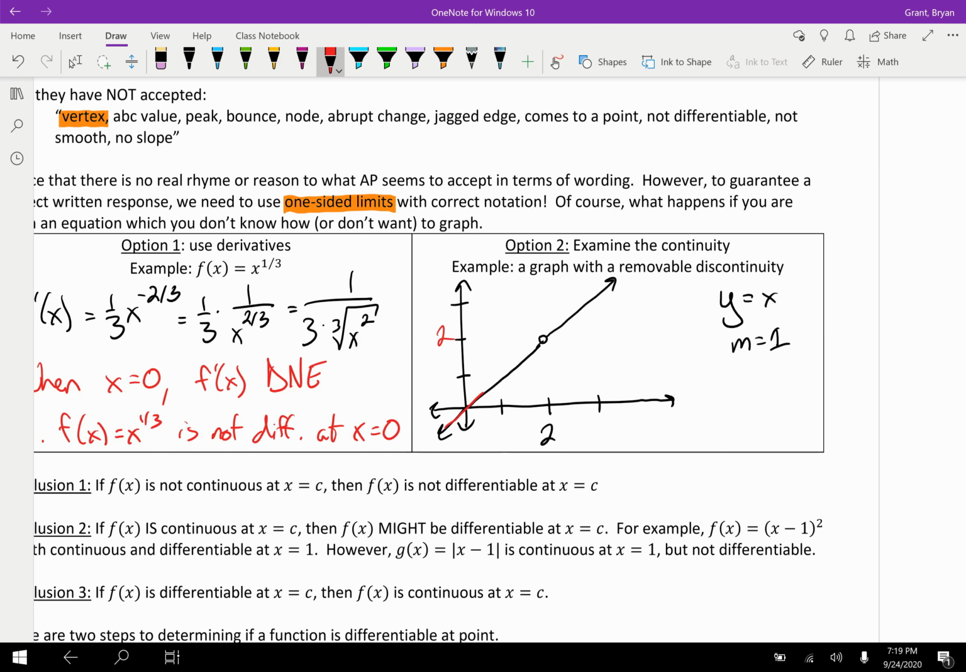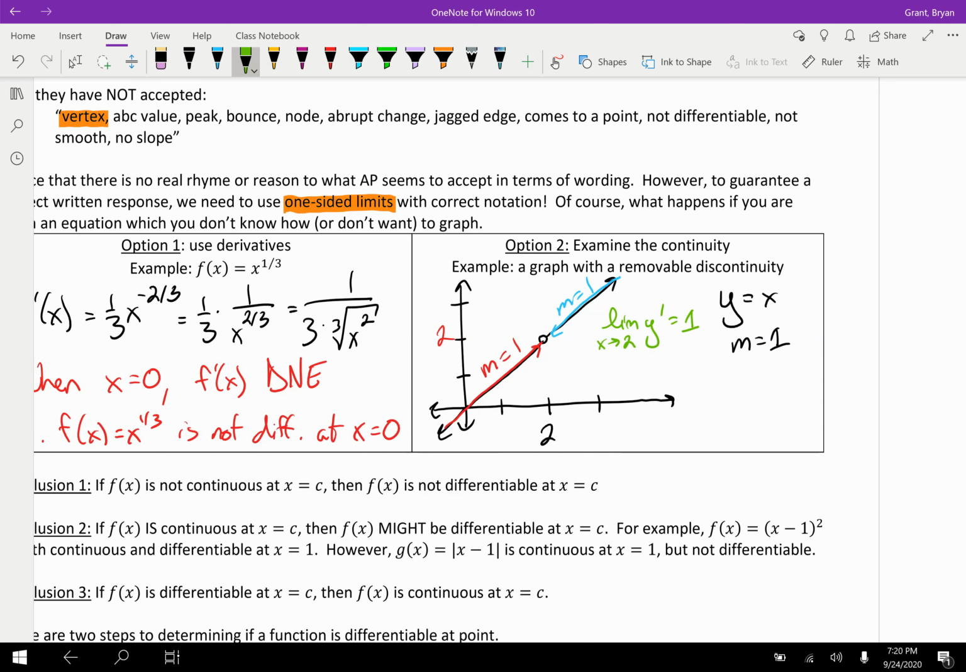Well, notice that this piece of the line has a slope of 1. It's up 1 over 1. It's y equals x. And this piece of the line also has a slope of 1. It's up 1 over 1. So if we look at the limits of the two slopes as we get close to that hole, the limit of the slopes exists, right? So right here we could even say the limit as x approaches 2 from both sides of y prime, of the slopes, is 1. So does that mean that this is differentiable?